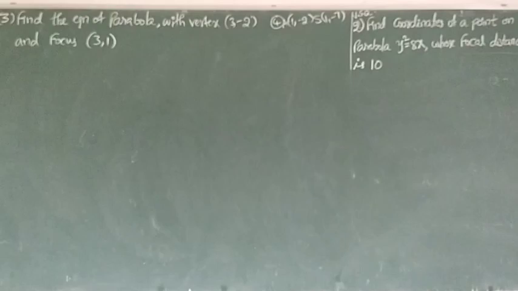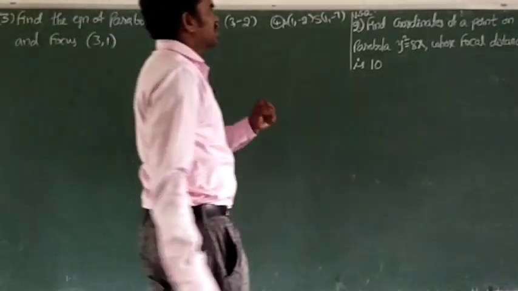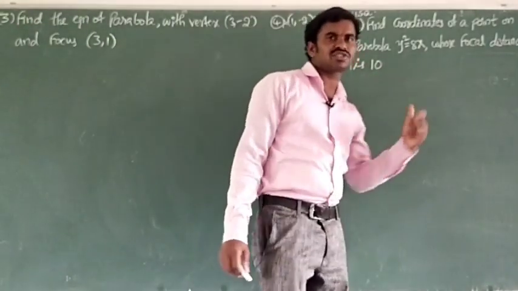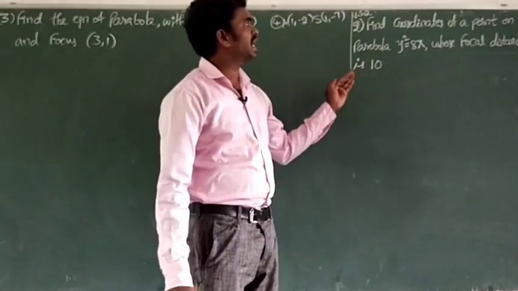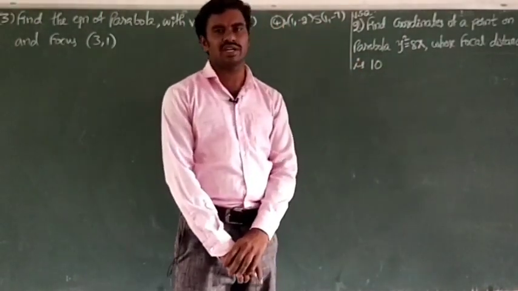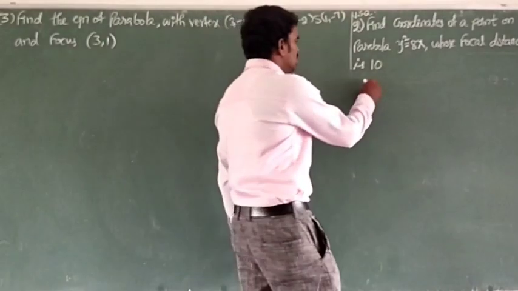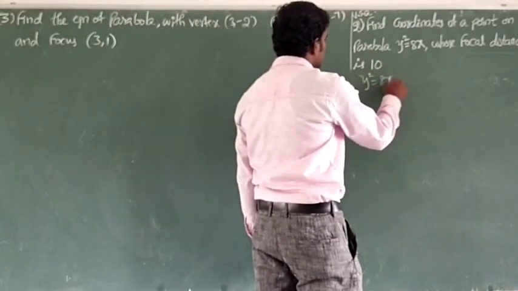Okay, see the right side. The second question is the same as the first question. Find the coordinates of a point on the parabola y square equal to 8x whose focal distance is 10. So this is also an important question.